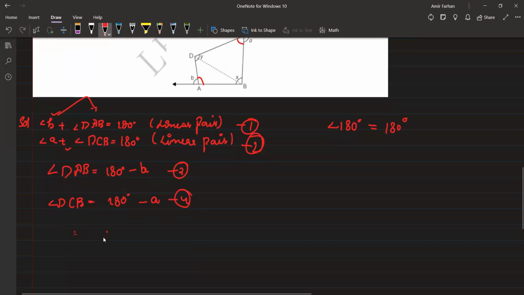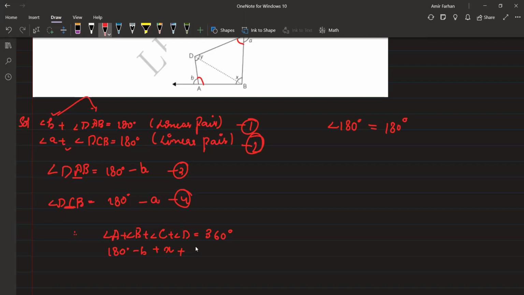Now, can I say that angle A plus angle B plus angle C plus angle D is equal to 360, the angle sum property? Yes, 360. What is the value of angle A? 180 minus B. The middle one is the name of the angle. So angle A is 180 minus B, plus angle B. This whole angle B is equal to X, plus angle C. This middle angle is C.